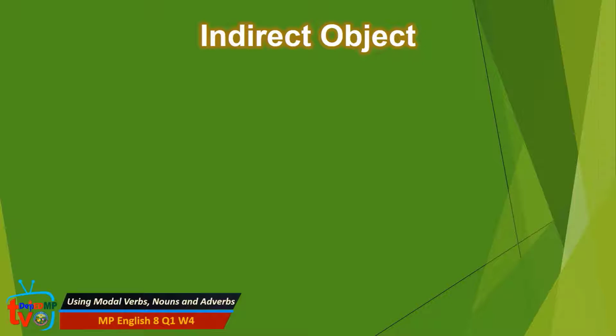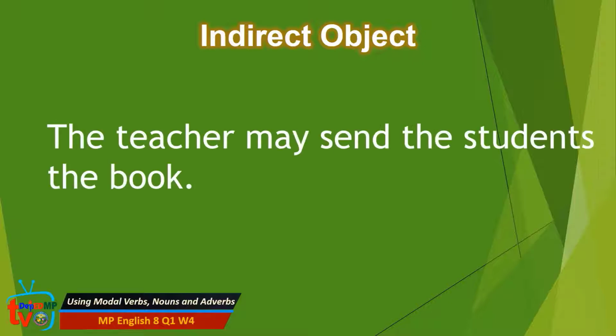Next one is indirect object. For example, the teacher may send the students the book. Indirect object answers the question to whom. So in this sentence, to whom may the teacher send the book? The answer is the students.